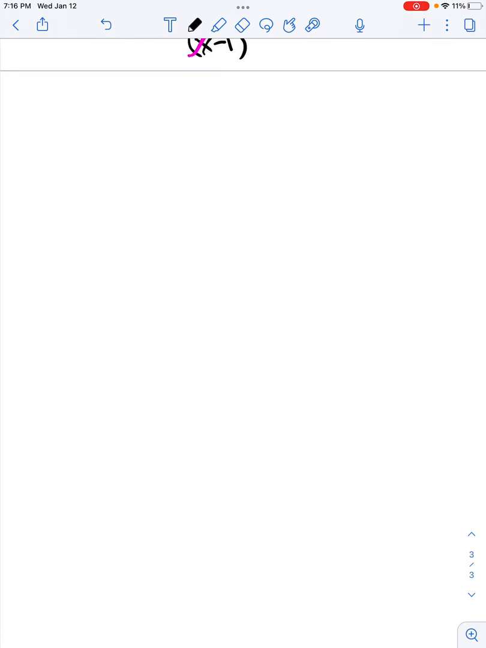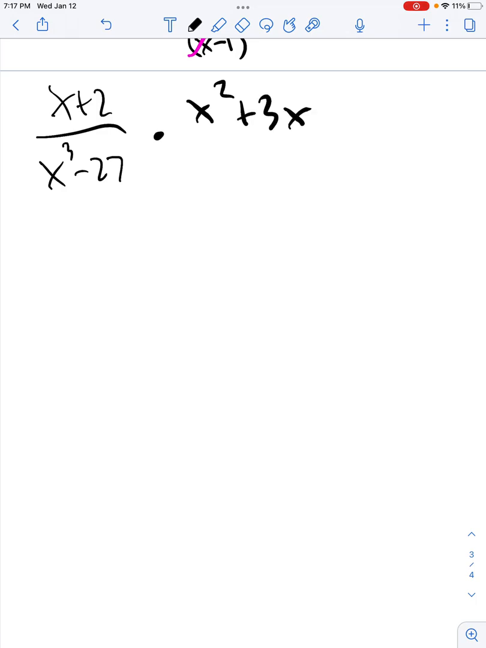Okay, let's see here. I want to just show you all the examples. Again, I know it seems kind of repetitive, but I want you to get more examples than less. So if we take x plus 2 over x to the third minus 27, and then multiply it by x squared plus 3x plus 9, and there's nothing underneath it.